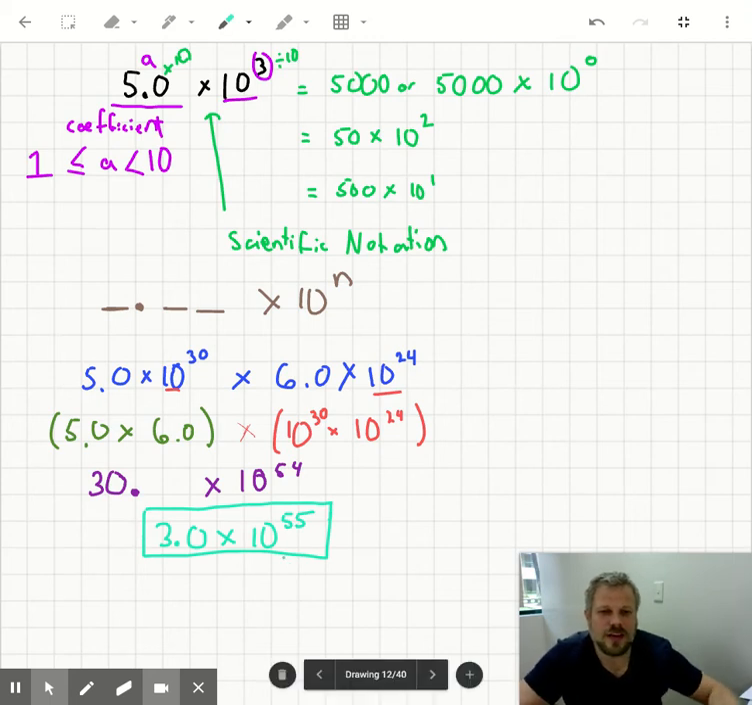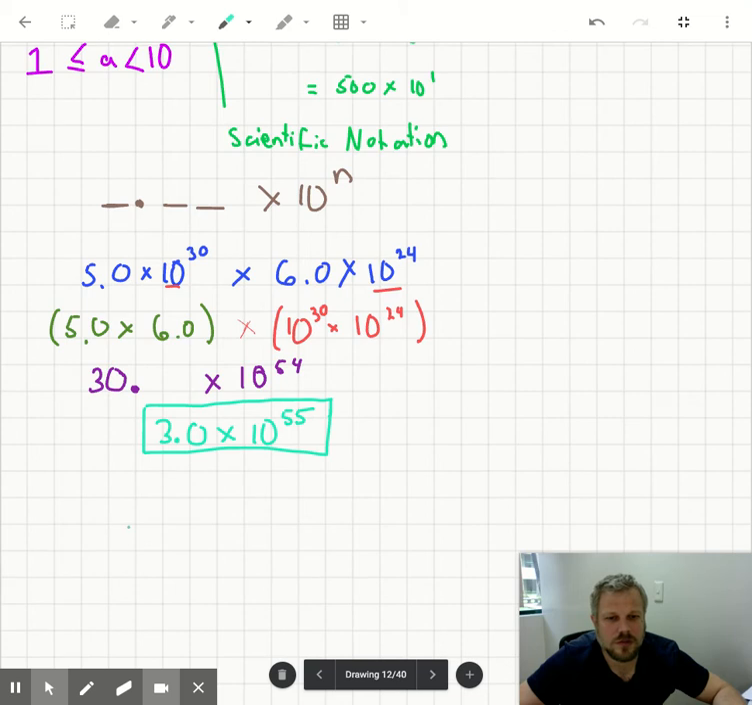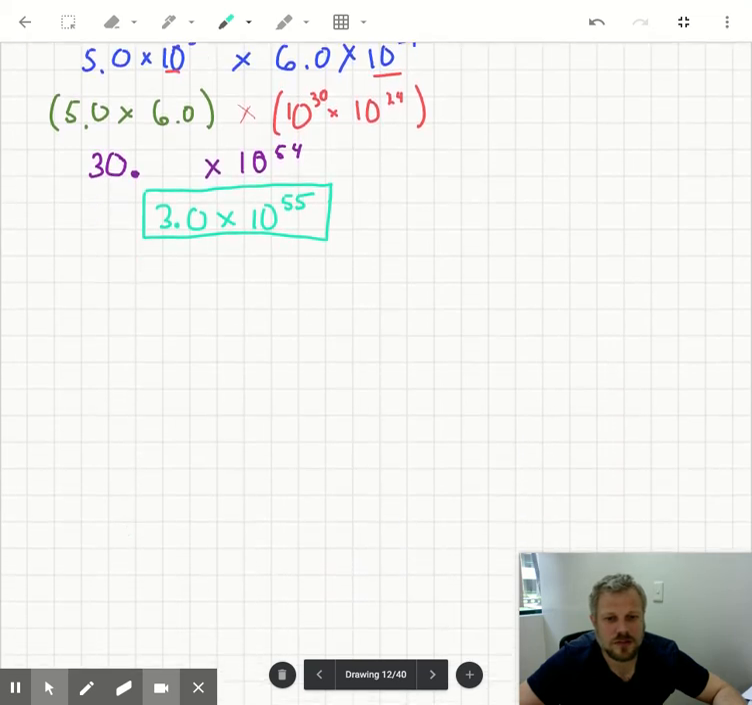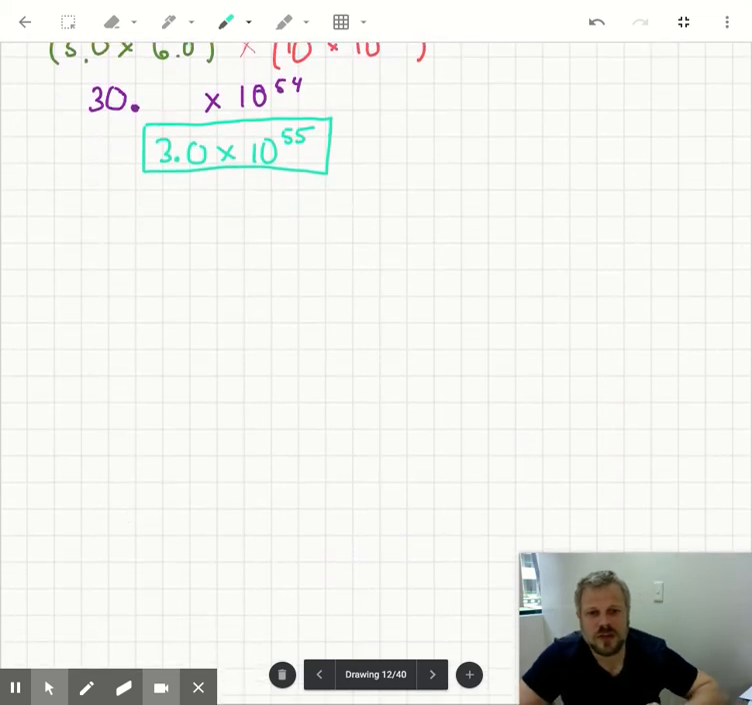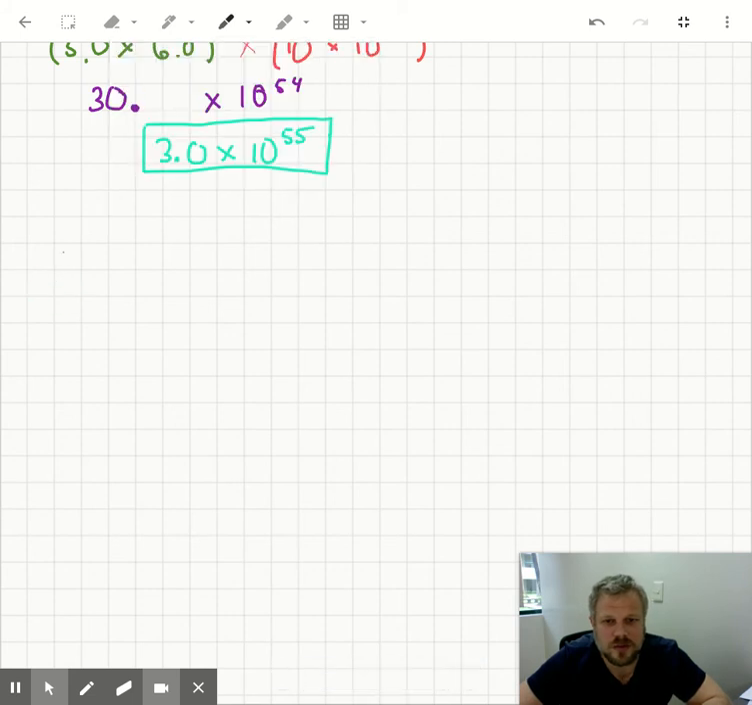Let's take a look at when we do division. So I'm just going to make some space here. So we can use the exponent laws when we do division as well. So I'll just give an example here. Let's start with black again. Okay, so let's say my example is here.